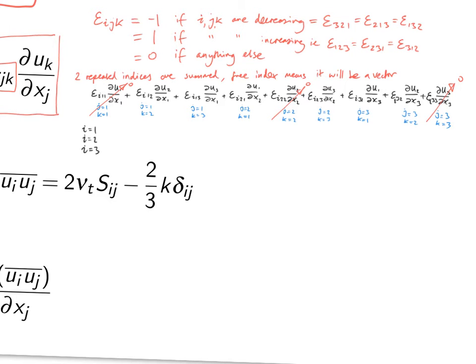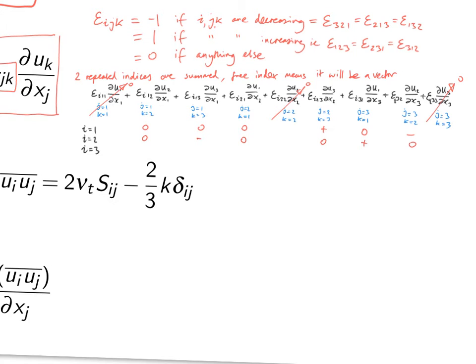And for the case where i is equal to 1, you'll have 1, 1, 2. So this will be 0, this will be 0 because of the 1, and this will be 0. This will be positive, this will be 0, and this will be negative. In the case where i is equal to 2, you will have this one being 0, this one will be negative, this one will be 0, this one will be 0, this one will be positive, and this one will be 0.